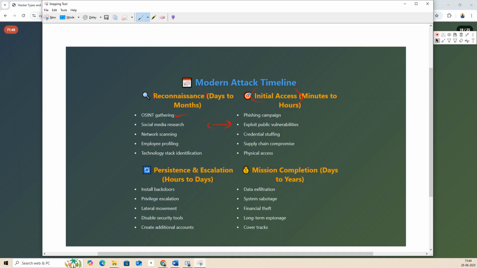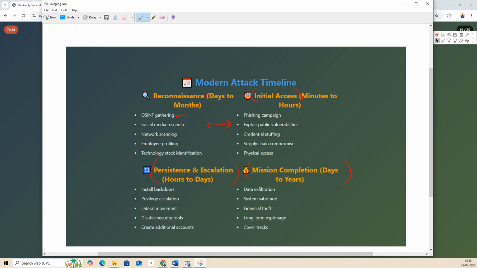Once inside, the persistence and escalation phase takes hours to days. They install backdoors to maintain access. They escalate privileges using various techniques. They move laterally through your network, compromising additional systems. They disable security tools that might detect them. They create additional user accounts for persistent access. Right? That is persistence and escalation, hours to days. Then we have mission complete, days to years.